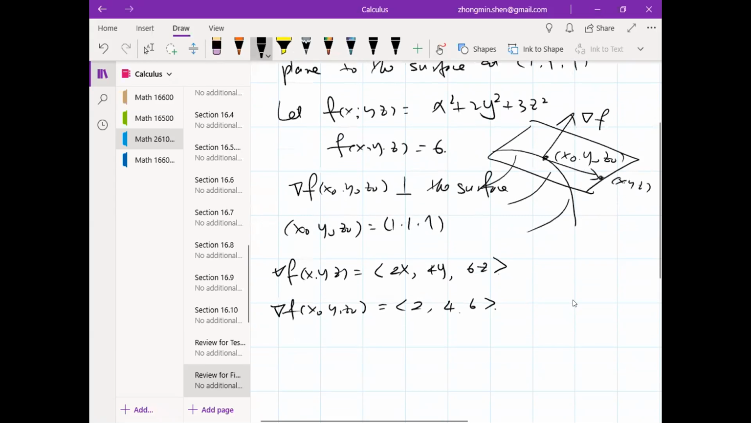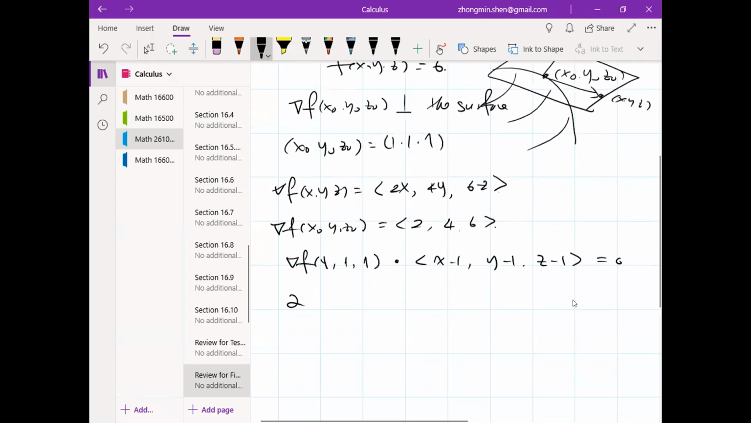So the equation will be the dot product of 2, 4, 6 with x minus 1, y minus 1, z minus 1, and that should be equal to 0. That's just perpendicular to each other. So here it will be 2(x minus 1) plus 4(y minus 1) plus 6(z minus 1) equals 0.